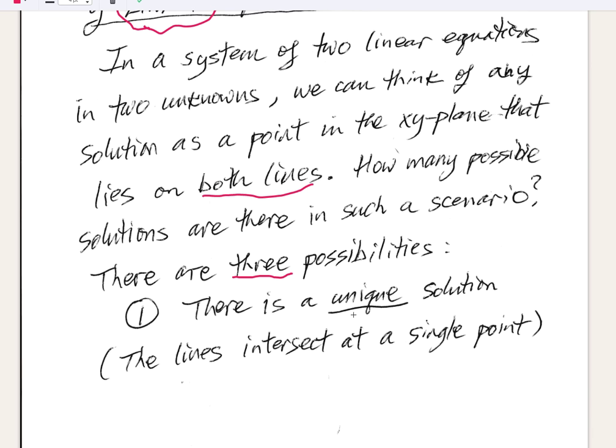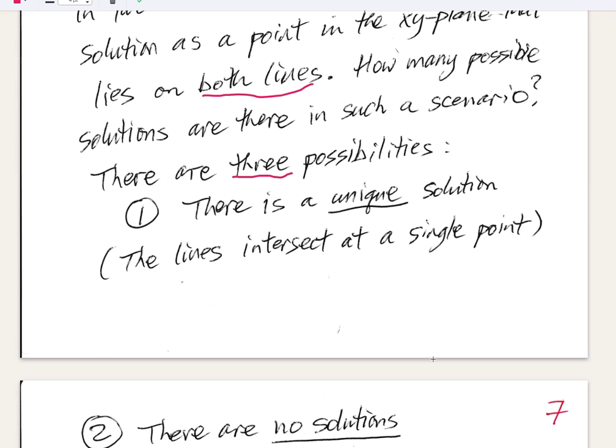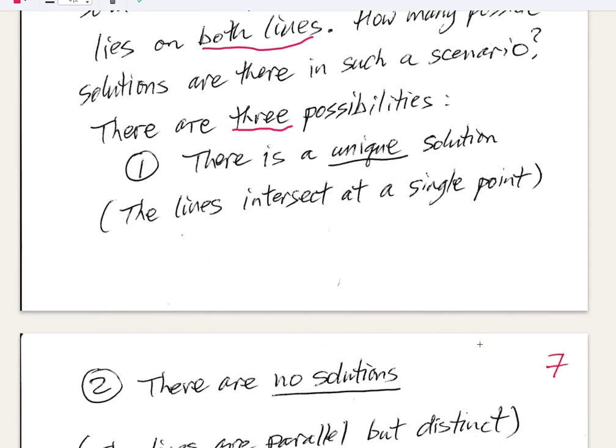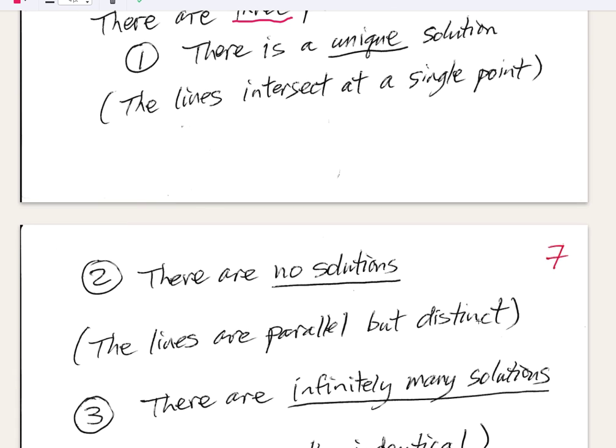You could have a unique solution. This is where the two lines intersect at a single point. You can imagine that in your mind. In the xy plane, we're not talking about 3 dimensions, just in the plane. The two lines could intersect at a single point, and that would correspond to a unique or one solution. There are no solutions.